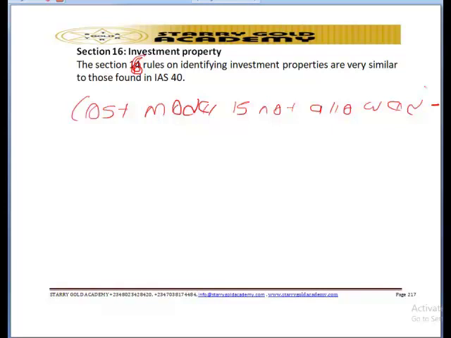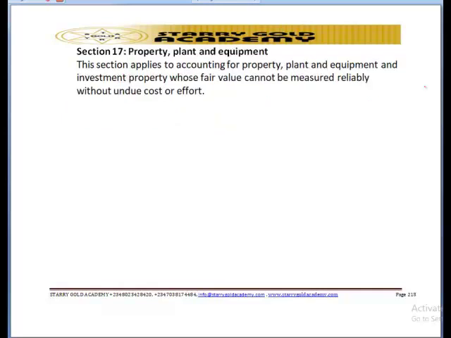That is when you might not be able to apply fair value to this, instead of cost model, or measured at fair value. Let's also look at section 17, talking about property, plant and equipment. This section applies to accounting for property, plant and equipment and investment property whose fair value cannot be measured reliably without undue costs or efforts.